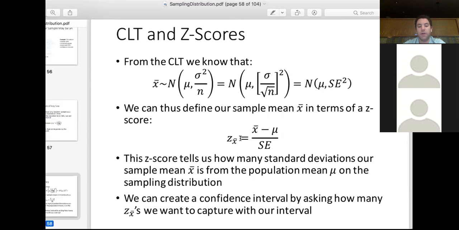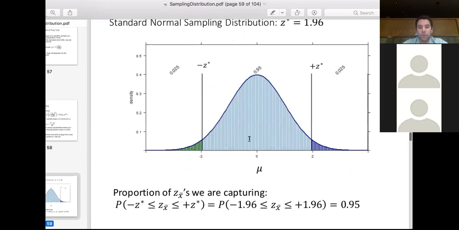The z of x bar is equal to x bar minus mu over the standard error. This z-score tells us how many standard deviations our mean x bar is from the population mean mu on the sampling distribution. From there, we can create a confidence interval by asking how many z of x bar we want to capture within our interval.